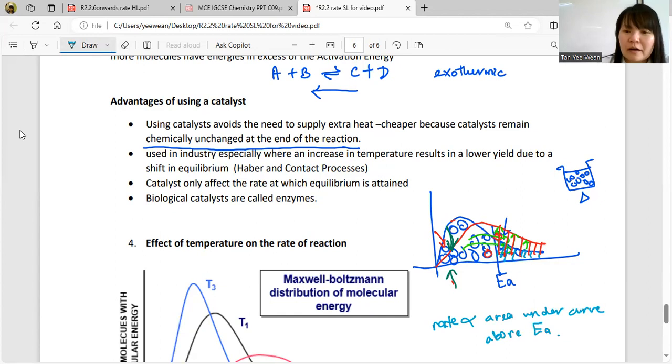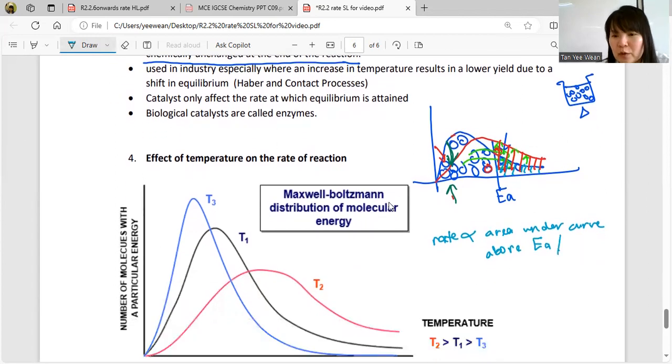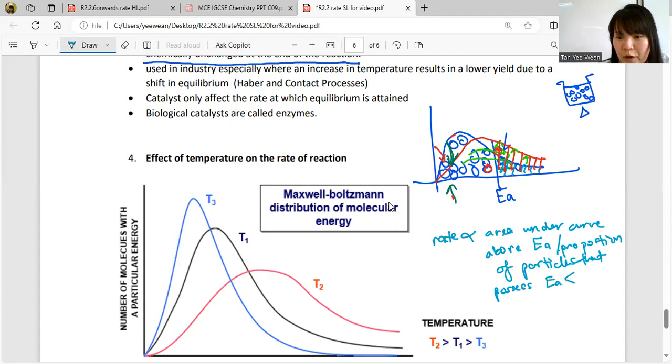Or we can also say the proportion of particles that possess EA or more. More than or equal to EA, then they will react. Therefore, they will increase the rate of reaction.